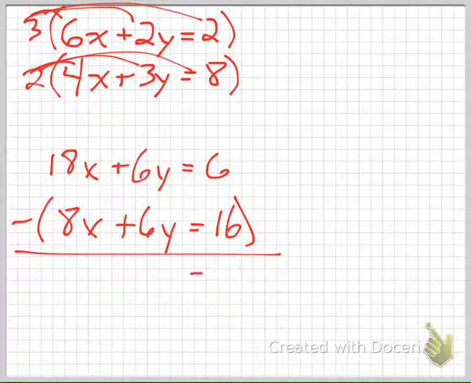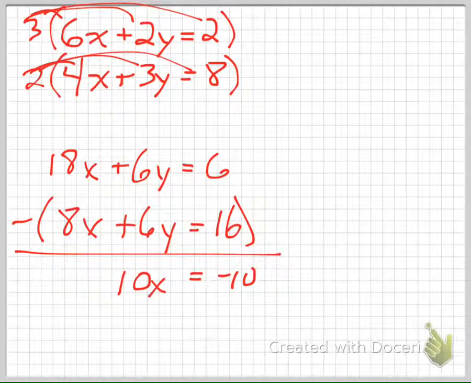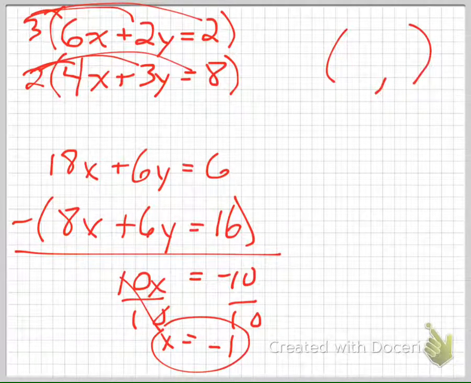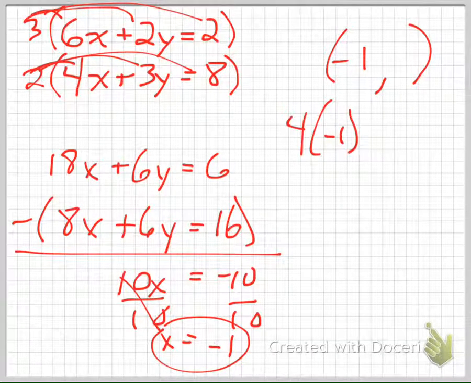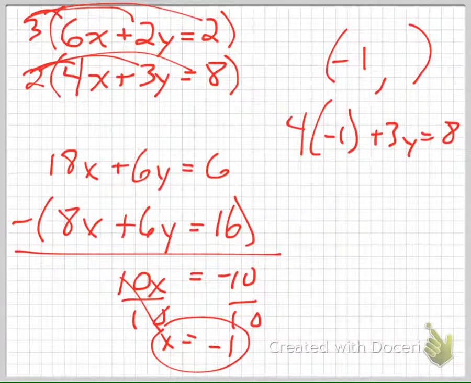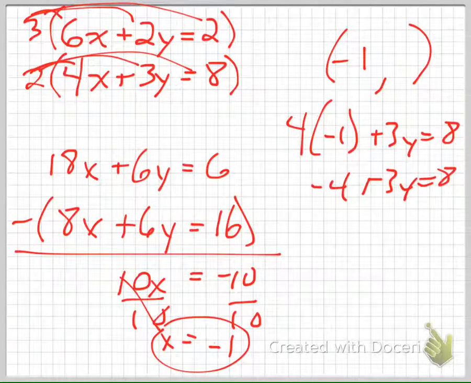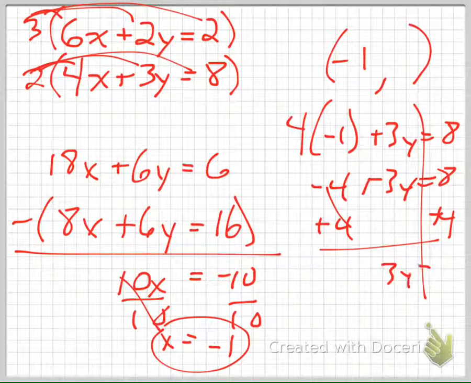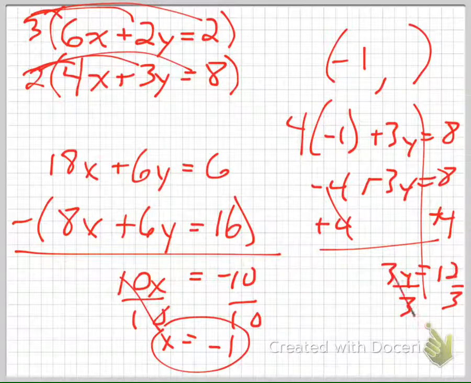6 minus 16 is negative 10. 6y minus 6y is 0. 18x minus 8x is 10x. Divide by 10, divide by 10. X equals negative 1. Go plug that into the bottom one, whatever. 4 times negative 1 plus 3y equals 8. Negative 4 plus 3y equals 8, plus 4, plus 4. 3y equals 12, divided by 3, divided by 3, y equals 4.